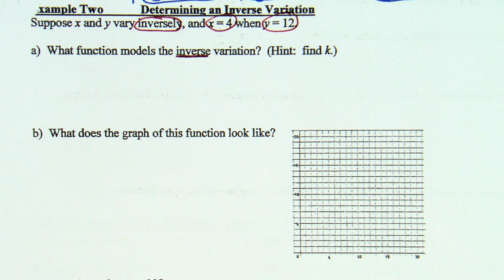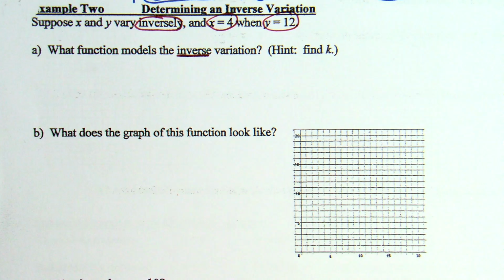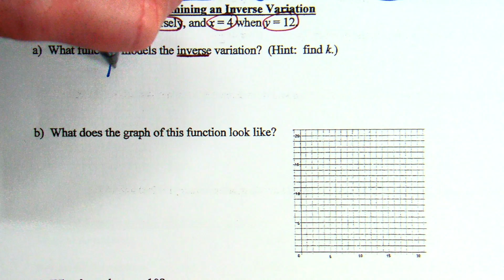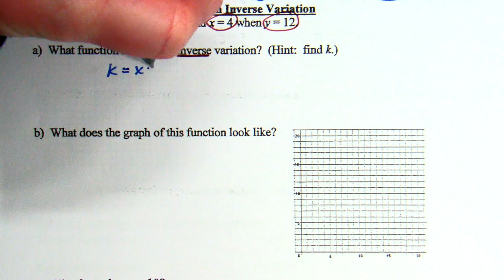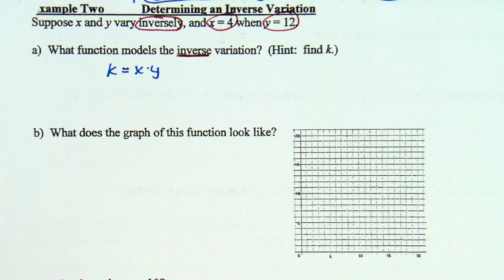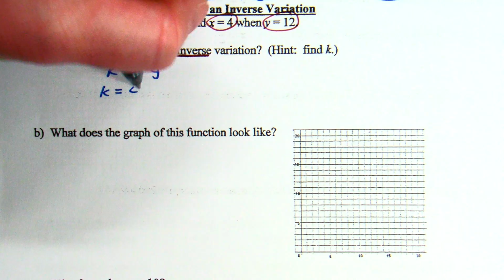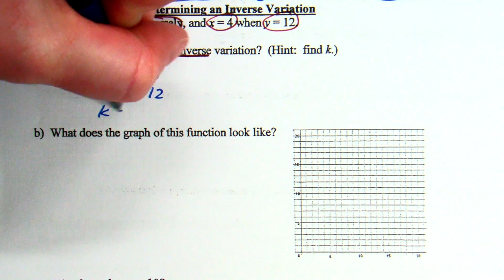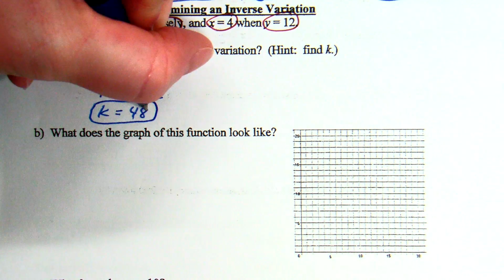What's this? Yeah, it says above. What's it say under inverse variation? K equals x times y. Yeah. K equals x times y. Was I given an x and a y value? Yeah. So K equals 4 times 12. So k equals 48.